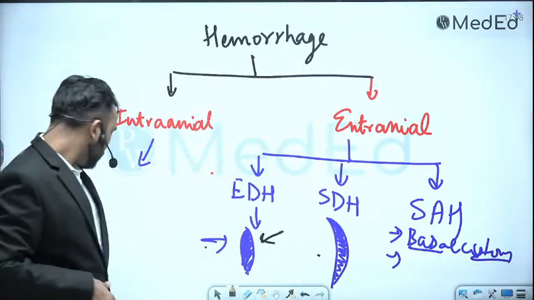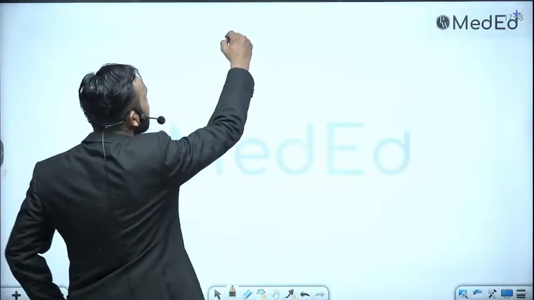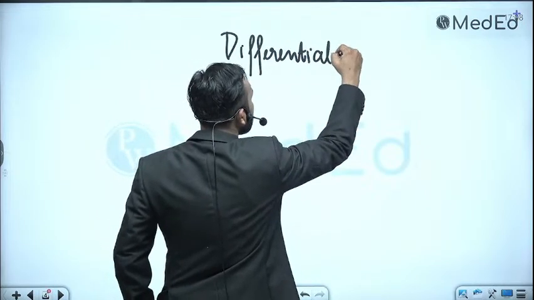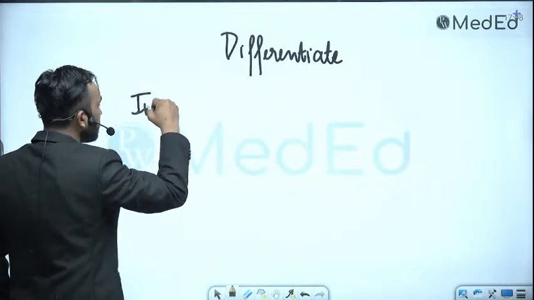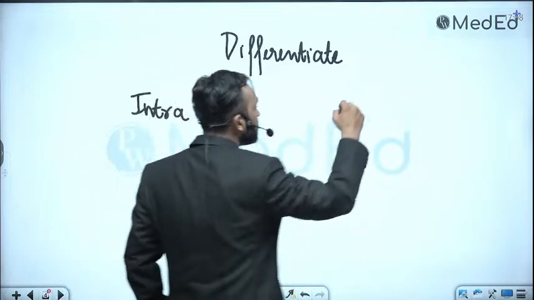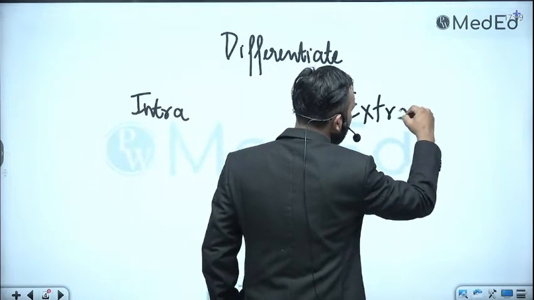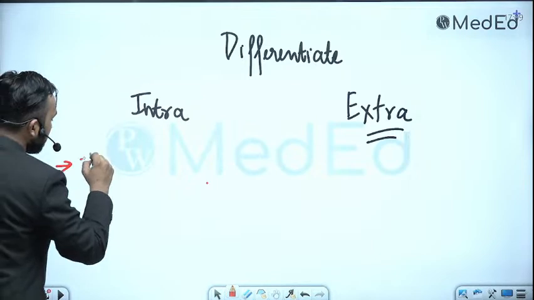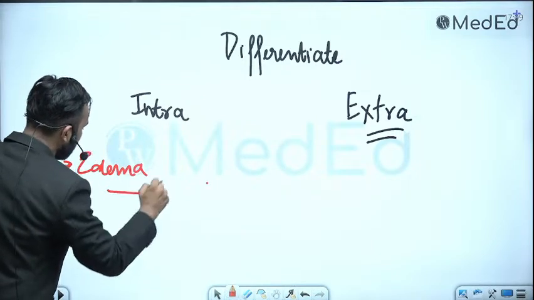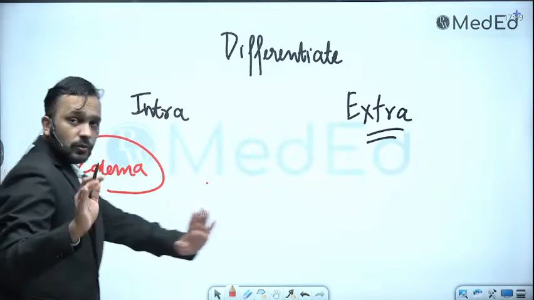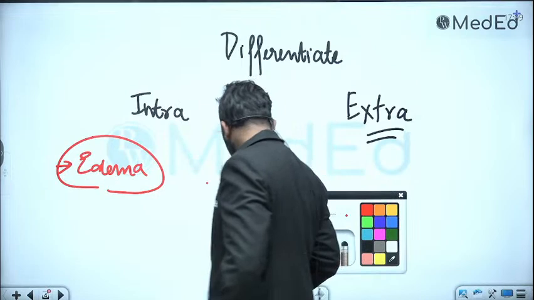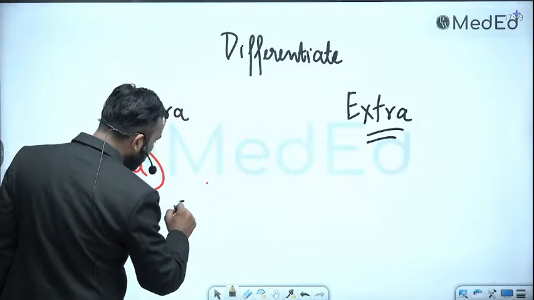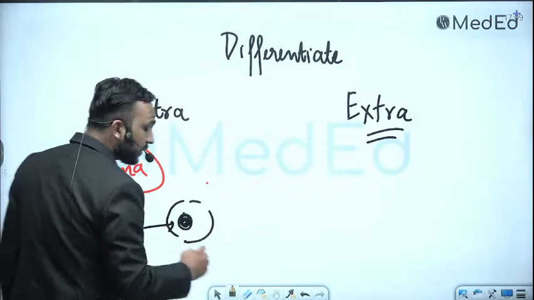So guys, we should know how to differentiate between intra and extra axial bleed. So I will tell you one important point about intra axial bleed and one important point about extra axial bleed, right? So just remember that in intra axial bleed there will be a rim of hypodensity. The bleed looks hyperdense on the CT and it is surrounded by an area of hypodensity because of the edema.